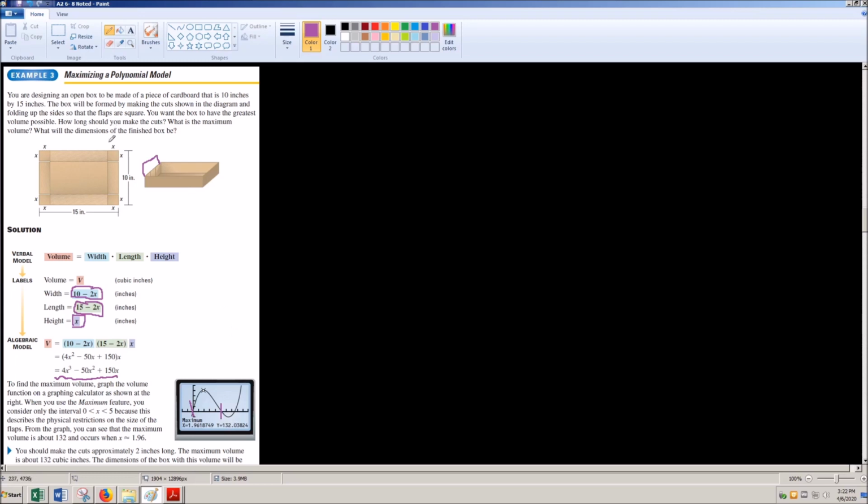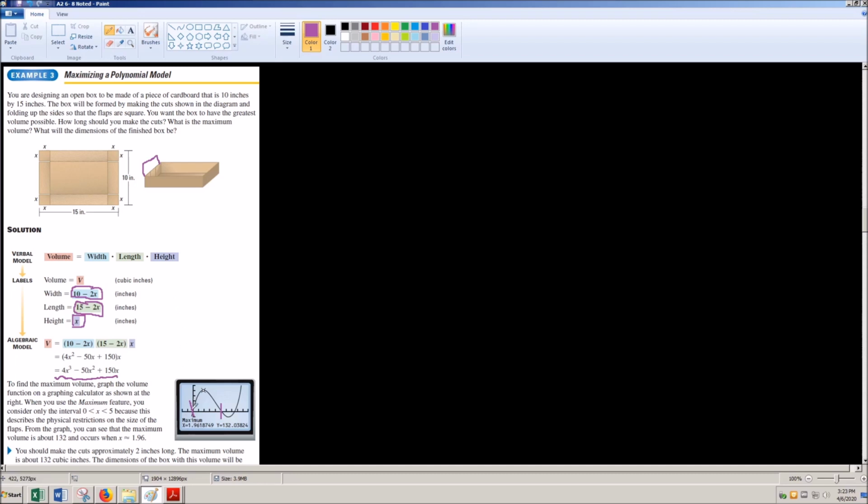So in terms of how to maximize the volume of this box, we'd want to cut about 1.96 inches. So for most folks, that would be about a 2-inch cut. Just kind of one of the cool applications of this. You can maximize the size of a garden. You can do profit models as well. So there's a lot of cool stuff.